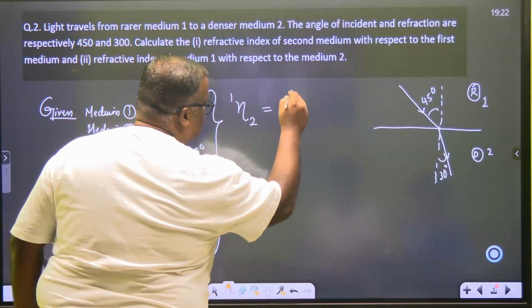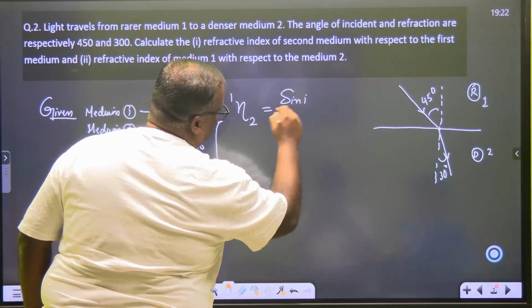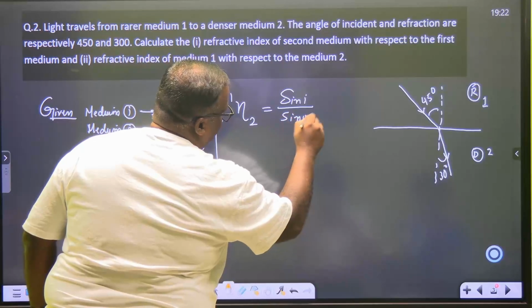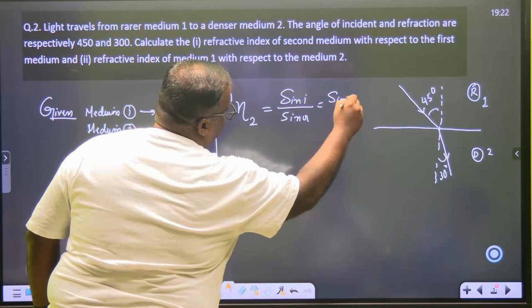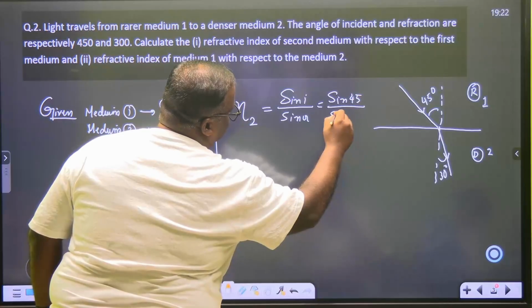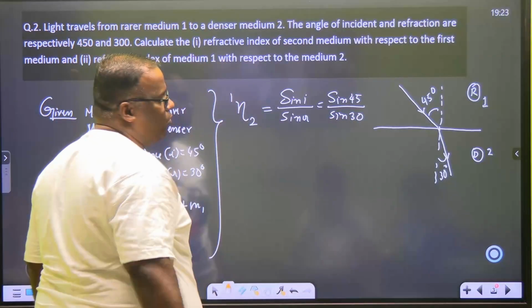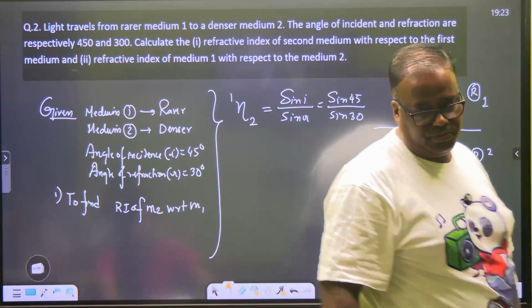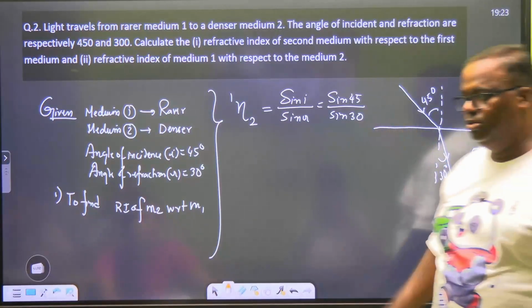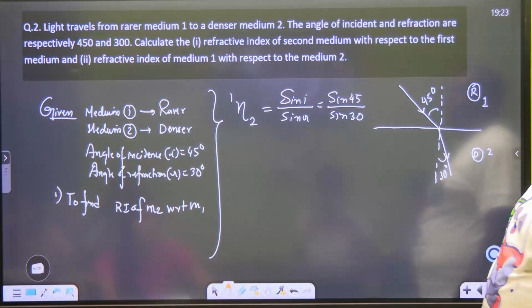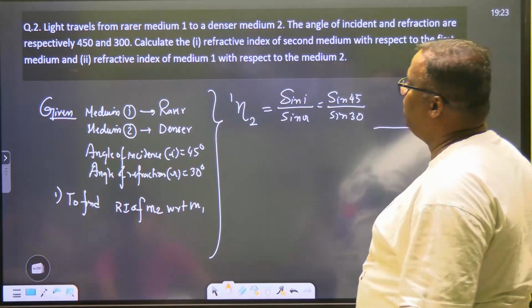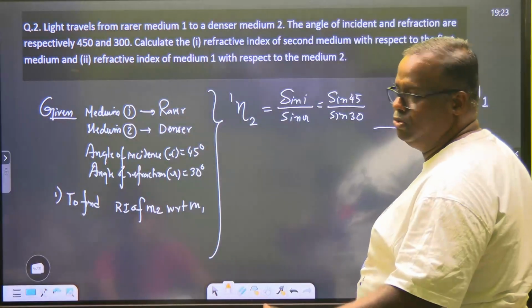So for the first part of the problem, I would write refractive index of 2 with respect to 1. 1 means the incidence should be from there, sine of I, and the diagram is exactly tallying, which will be sine 45 divided by sine 30. Rest you can do, sine 45 is 1 upon root 2, sine 30 is half. So you will be able to do this problem. Any doubt?